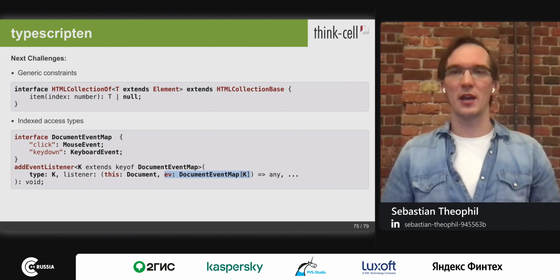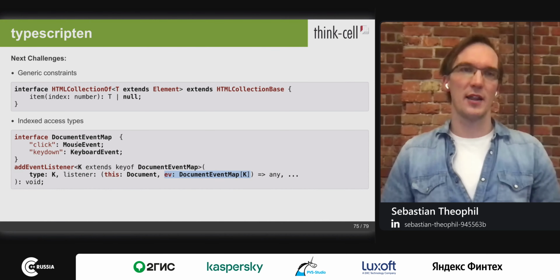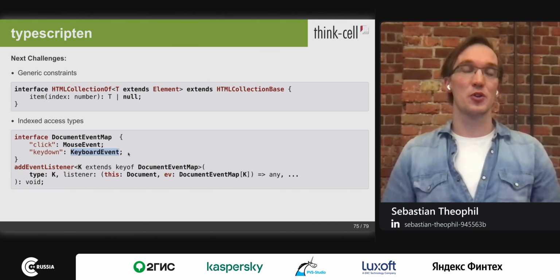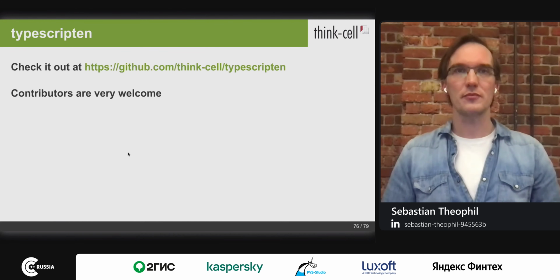And they solved that by making a lookup of that string on that type, and that returns the right-hand side type here. So click maps to mouse events and key down maps to keyboard events. So this is something that's very common in the DOM APIs that we also have to support.